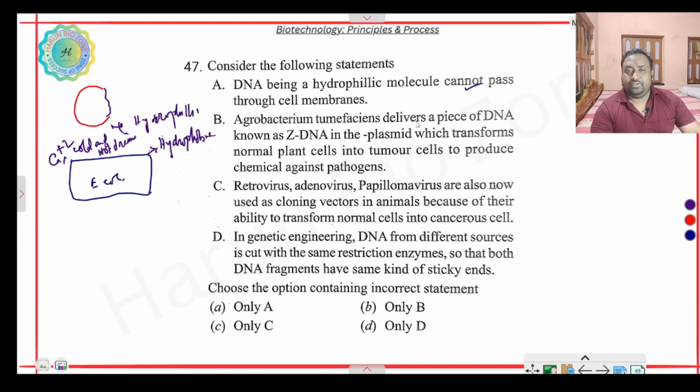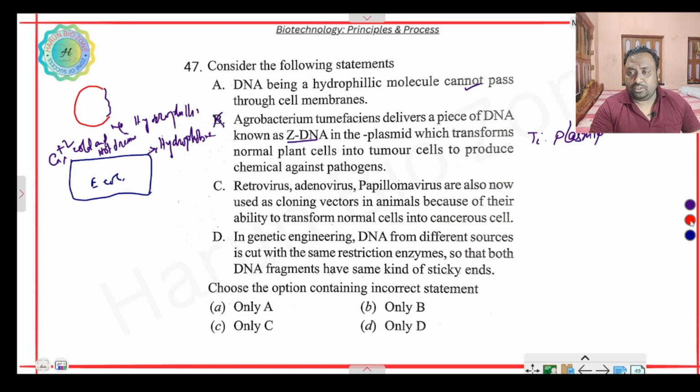Agrobacterium tumefaciens delivers pieces of DNA known as T-DNA, this is T-DNA of the Ti plasmid, that is tumor inducing plasmid. Okay, so B is the incorrect option.